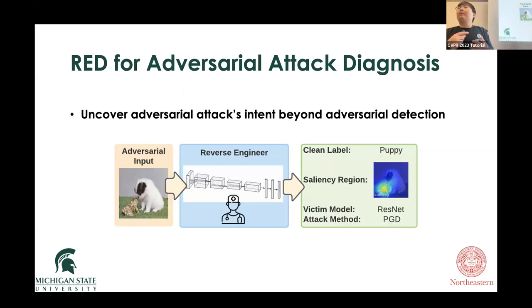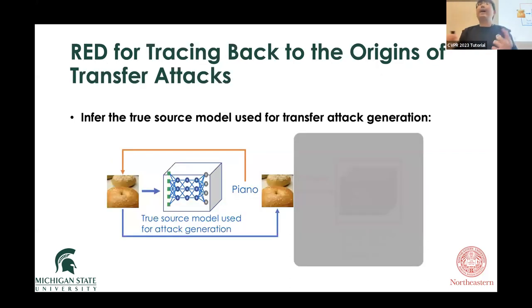And also, can we understand which attack method was used to generate adversarial examples? Even for gradient-based methods, you have PGD, FGSM, and the CW attack that Shreya will mention later as well. So which attack method generated this adversarial instance? They are all RED problems, right? The fourth example is that we can use this RED technique to trace back the origins of transfer attacks.